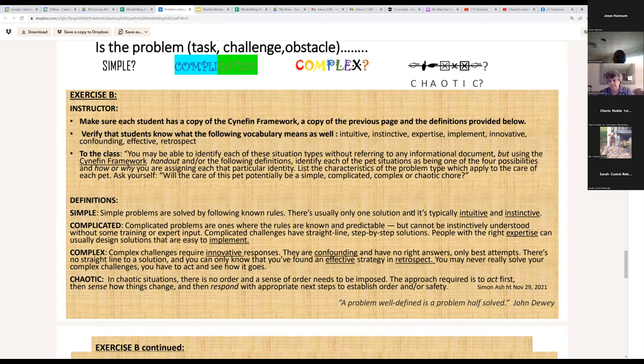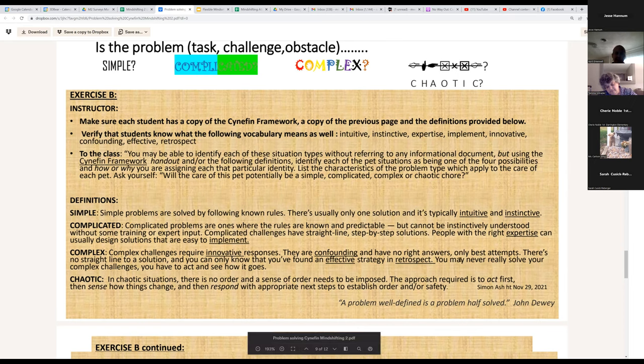And then I found some other definitions, which I thought maybe would clarify the meanings of these, because for a long time I couldn't figure out the specific difference between complicated and complex. I had to do some research on it before it made real sense to me. And these were, again, from Simon Ash, who I had that first quote from. I like what he does. And then, a problem well-defined is a problem half-solved. I like that quote from John Dewey.